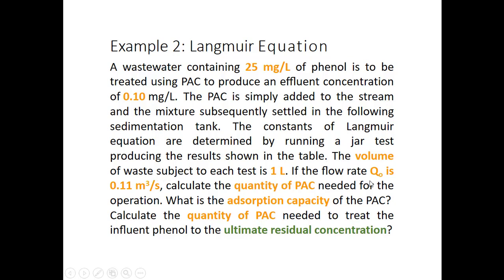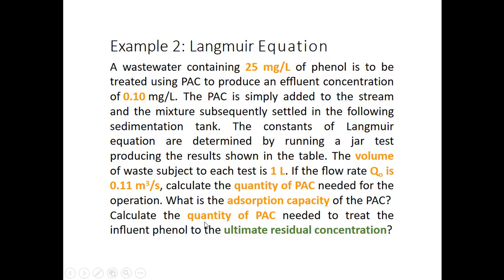If the flow rate Q node is 0.11 meter cubic per second, this is the flow. So we have to calculate the quantity of PAC needed for the operation. How much PAC should we apply to maintain this final concentration of phenol? We have a flow rate of 0.11 meter cubic per second. And what is the adsorption capacity of the PAC?